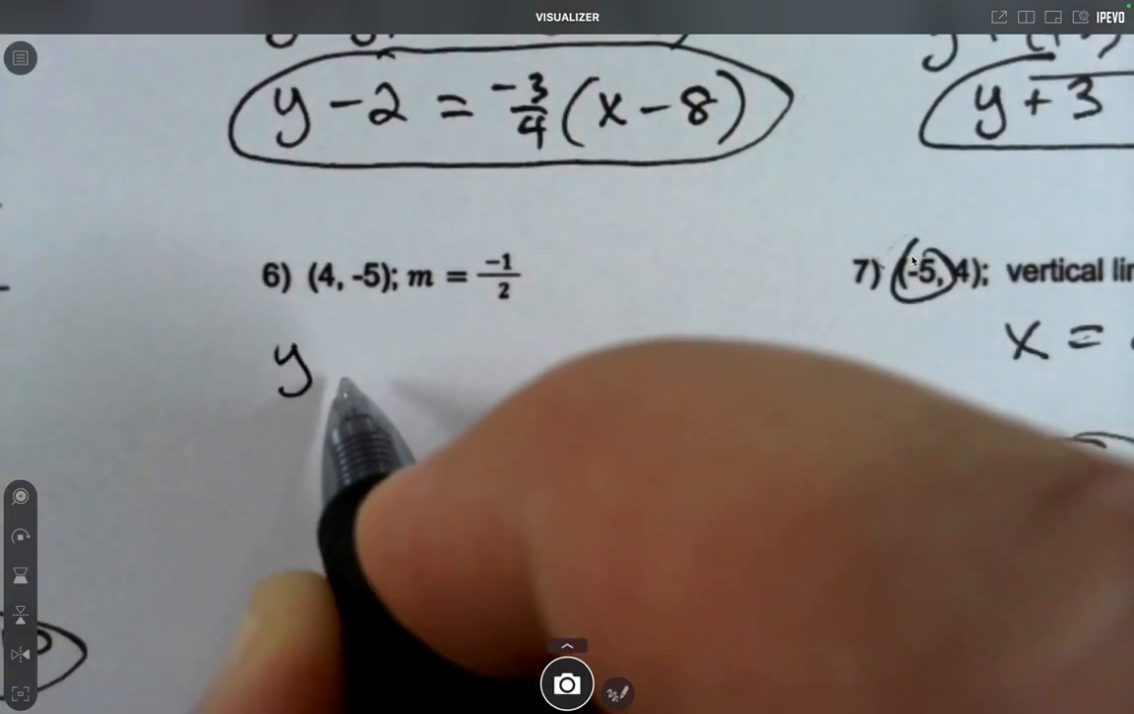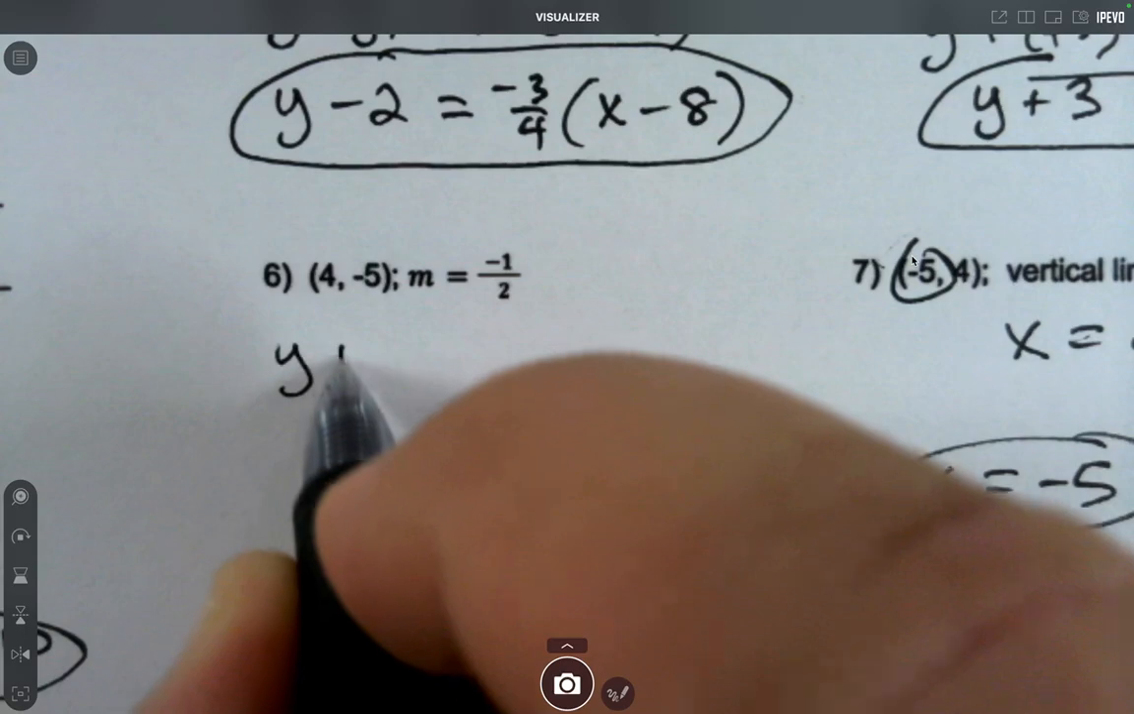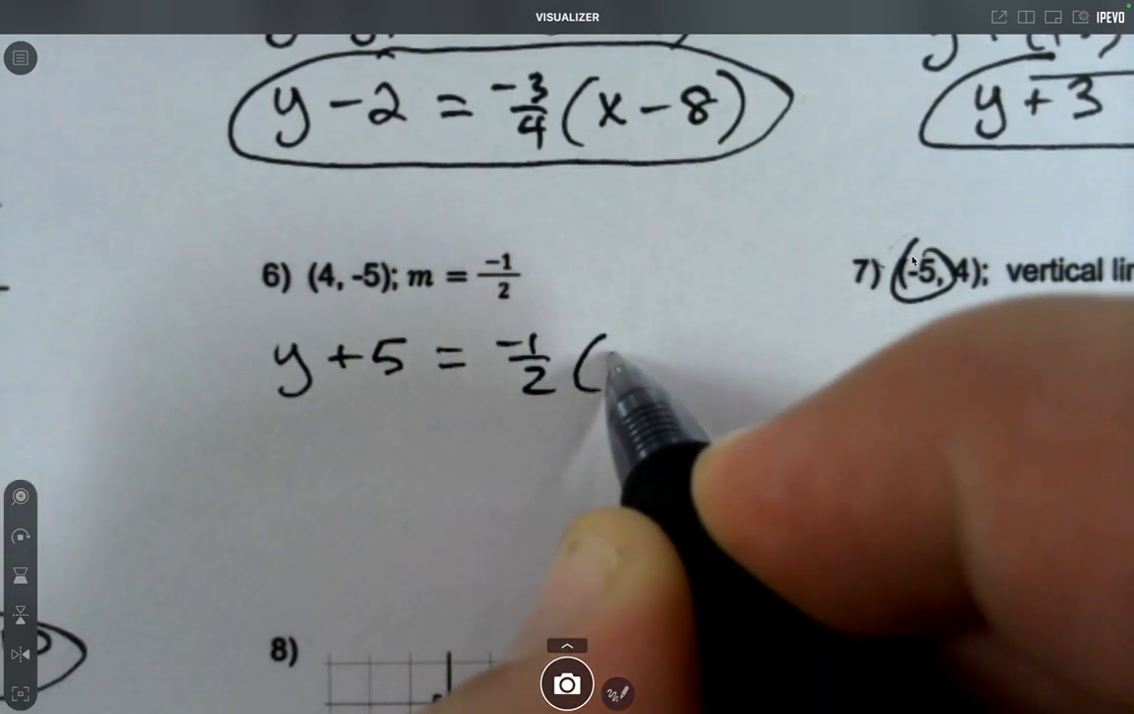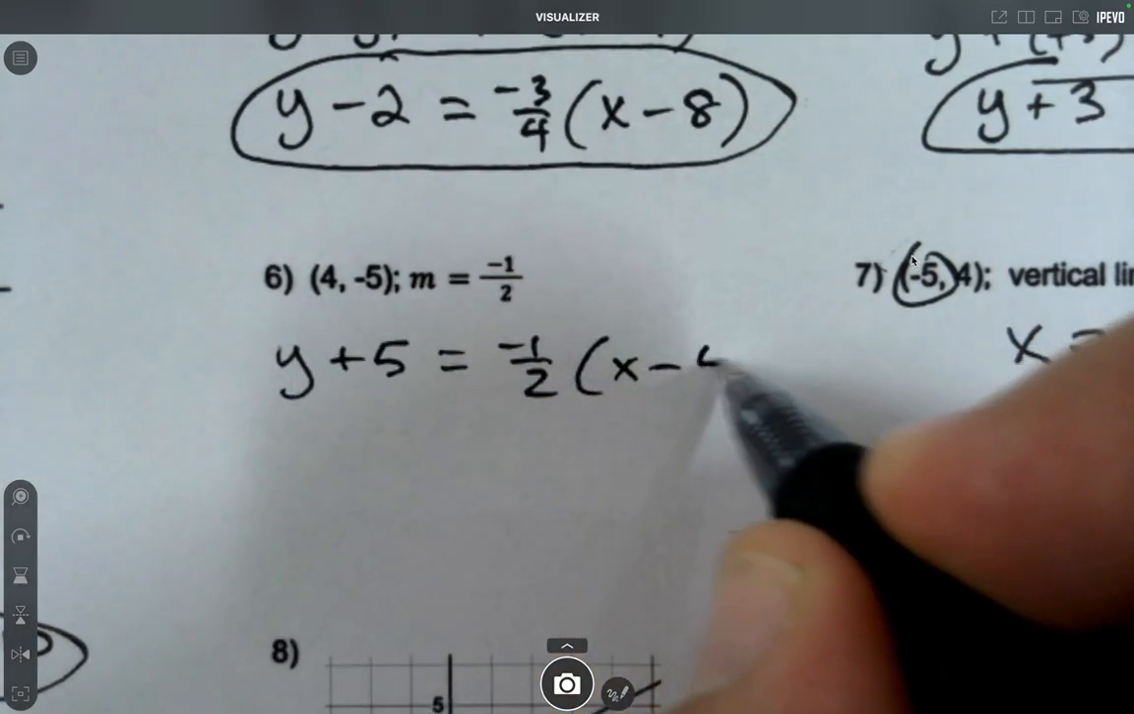So I'll start with y minus negative 5. So minus and negative turns into plus 5 equals the slope, negative 1/2, times x minus the x value, which is 4.